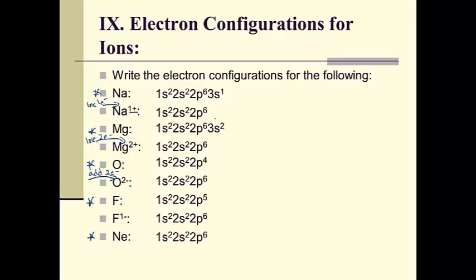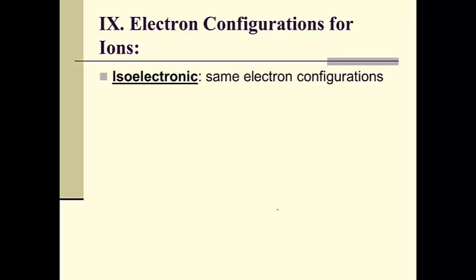Now, you should have noticed a couple things. This configuration, this configuration, this configuration, this one, and this one are all exactly the same configurations. They are isoelectronic. If atoms or ions have the same electron configurations, they are isoelectronic with each other.